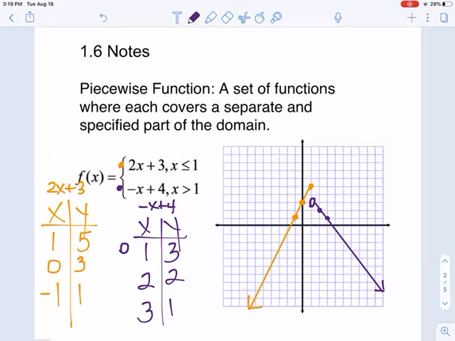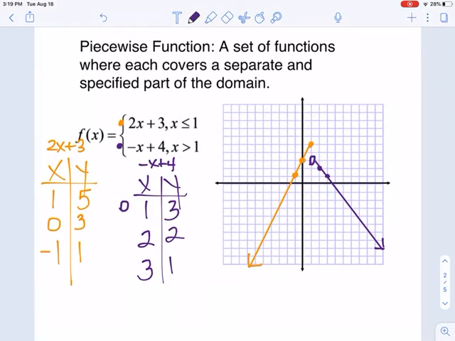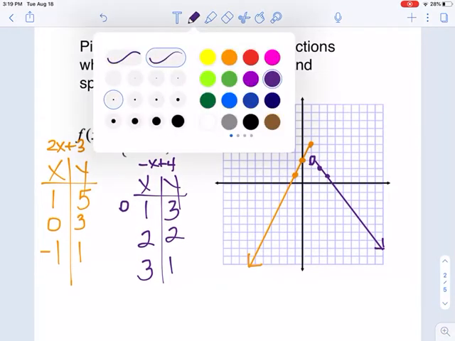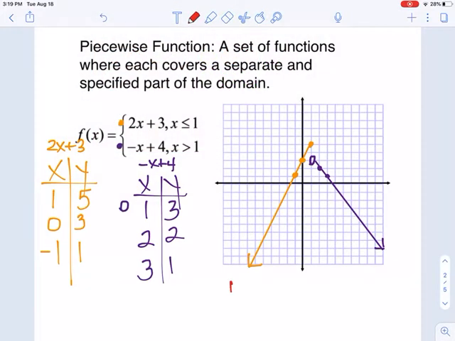So you can see we still have a function. It passes the vertical line test at any point. The domain ends up being all real numbers because of the overlap of the 2. Our range looks like we max out here at y equals 5, and we have everything underneath.